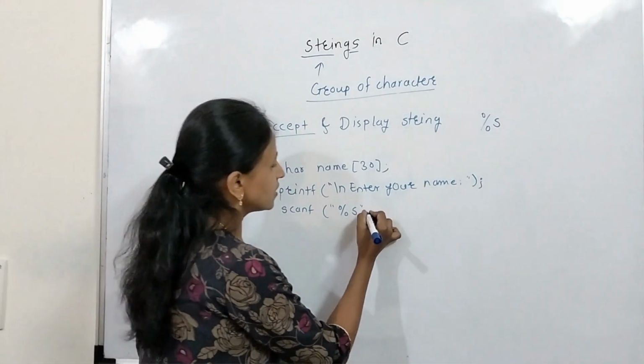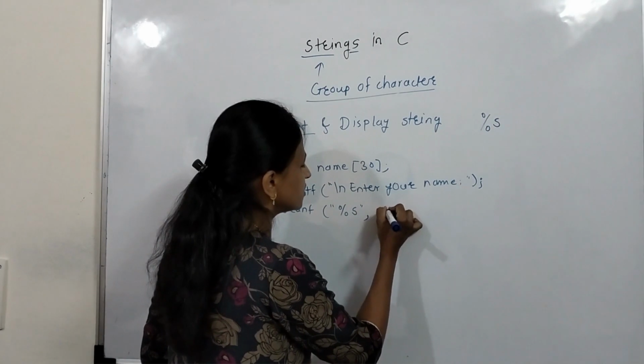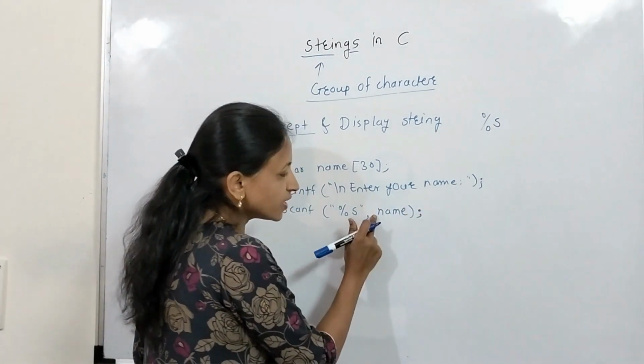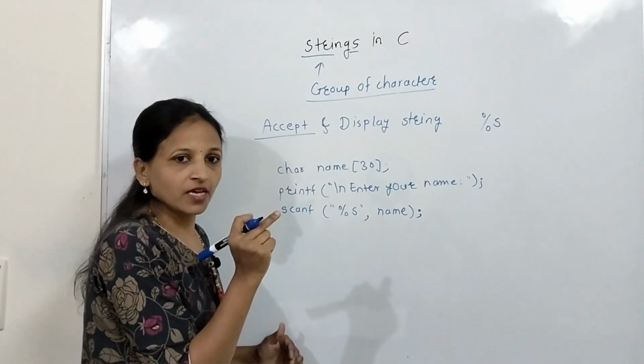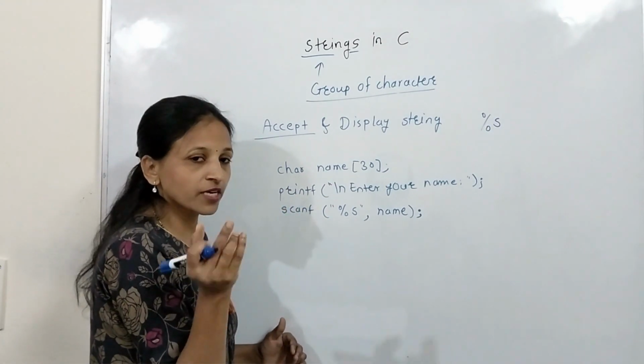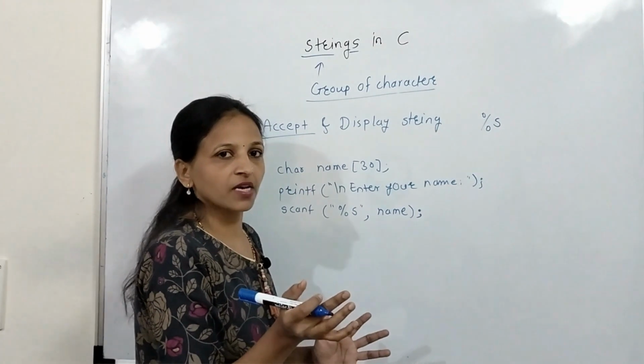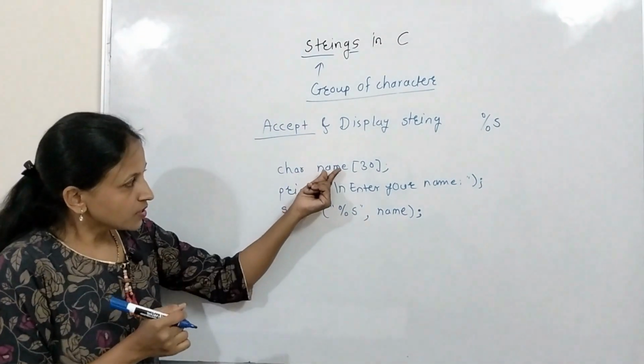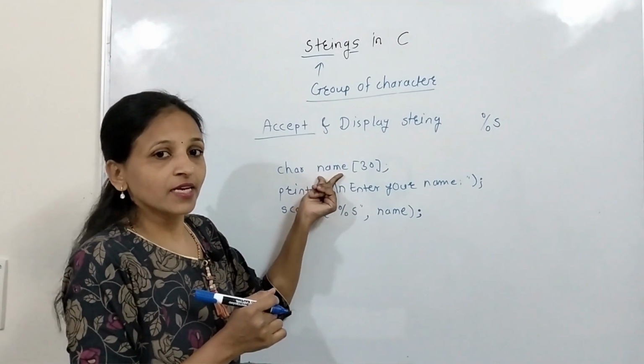Same I have written here, I have used %s. And see what is the difference here. I am writing here just name. Normally in scanf, what we use here? Ampersand. Okay, because ampersand is to get address of that variable. But here I am not writing ampersand. Why? This is what? Array name.